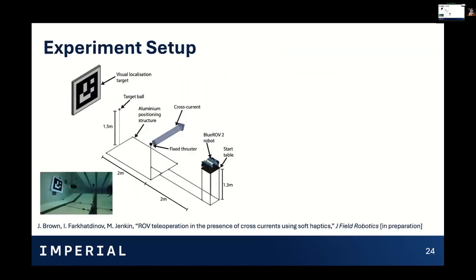So we set up an experiment to see whether multimodal haptic feedback can be useful in keeping an operator apprised of the environment their robot is operating in and any unexpected changes in state. So we have an experiment here. We got 8 participants where we have an underwater robot, in this case, the Blue ROV2 from Blue Robotics. And it's going to travel 4 meters to a floating red ball under the water. And in the middle of that 4 meter distance, we've set up a fixed thruster which is generating a cross current in the robot's path.